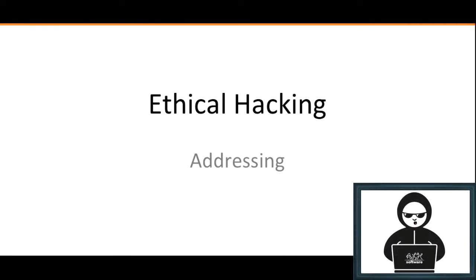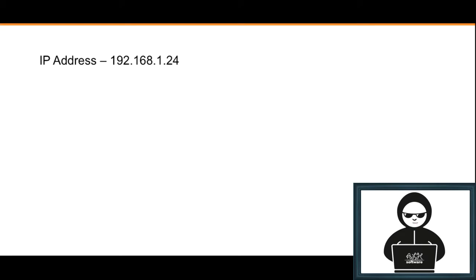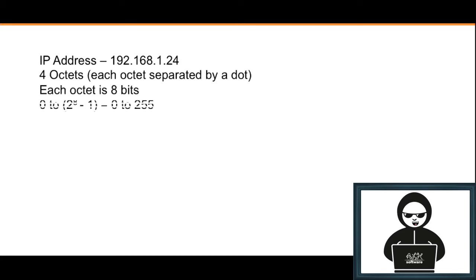So, talking about how an IP address is put together, we've got an IP address of 192.168.1.24. You can see there are 4 sections here. Each one is separated by a dot. And each section is a value that's represented by 8 bits or stored as 8 bits. And because of that, we can have values from 0 to 255 in each place there.